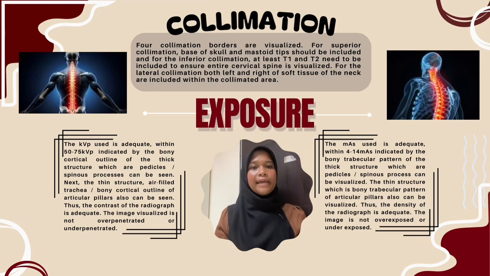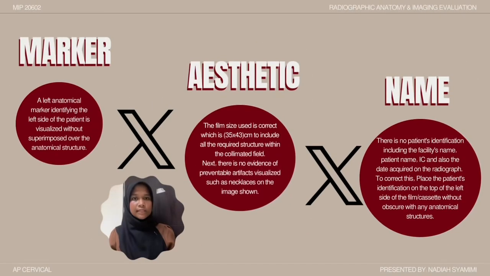So, for the mAs, used is adequate within 4 to 14 mAs indicated by the bony trabecular pattern of the bony structure, which are pedicles and spinous process can be visualized. The thin structure, which is bony trabecular pattern of articular pillars, also can be visualized. Thus, the density of the radiograph is adequate. So let's proceed to the marker.